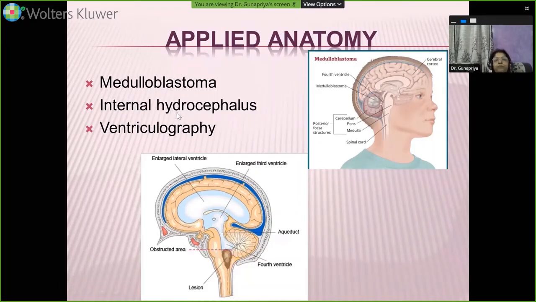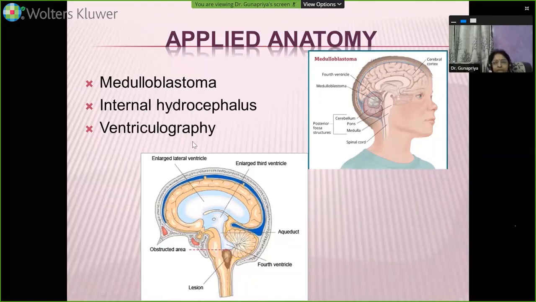What is hydro? Hydro refers to water. Cephalus refers to head. So in the head, or within the cranial cavity, what would be that water? Cerebrospinal fluid. So larger accumulations of cerebrospinal fluid within the ventricles of the brain is referred to as internal hydrocephalus. And this can be diagnosed by using a diagnostic procedure known as ventriculography.